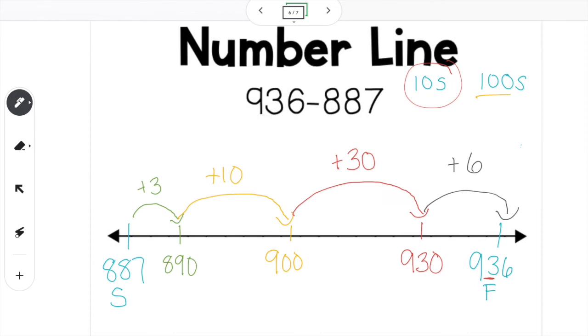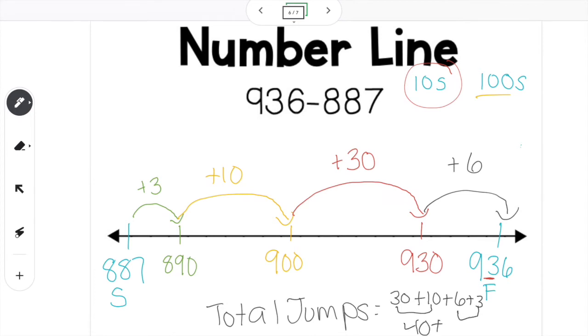Now I need to see how many total jumps it took. So I'm going to write down here total jumps, which means I have to add 30 plus 10 plus 6 plus 3, and that is going to be 40 plus 9, a total of 49 jumps. So that means the answer to 936 minus 887 is going to be 49, and that's how many jumps it took for me to get from 887 to 936.